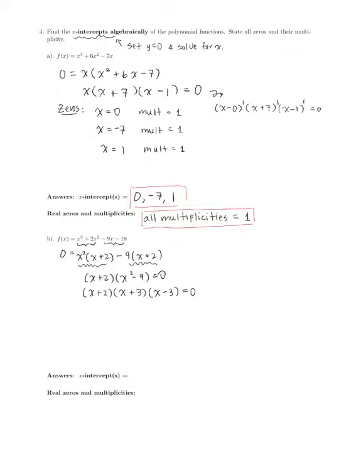All right, so it looks like the zeros are x equals negative 2, x equals negative 3, x equals 3, and how boring, the multiplicity of all of them is going to be 1 again. So let me write x-intercepts are negative 2, negative 3, and 3, same thing as the zeros. And real zeros and multiplicities, I'm just going to write all multiplicity is going to be 1. Sorry for the boring problem. And here it is.